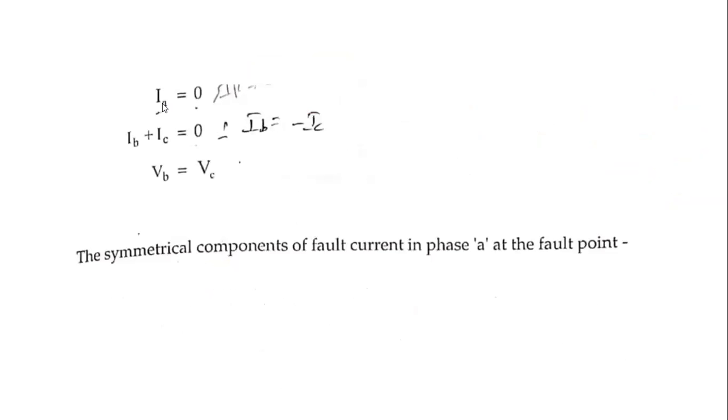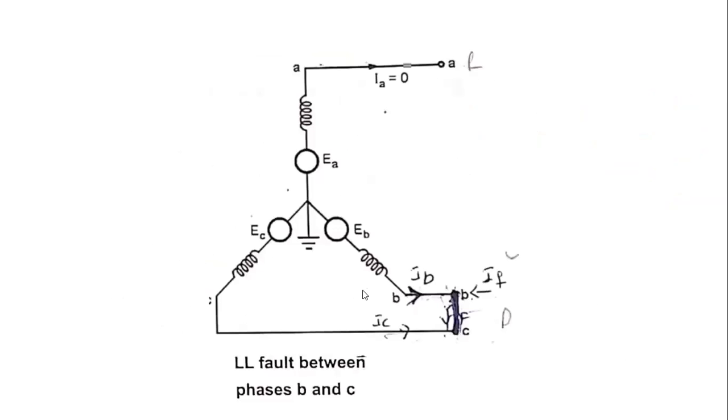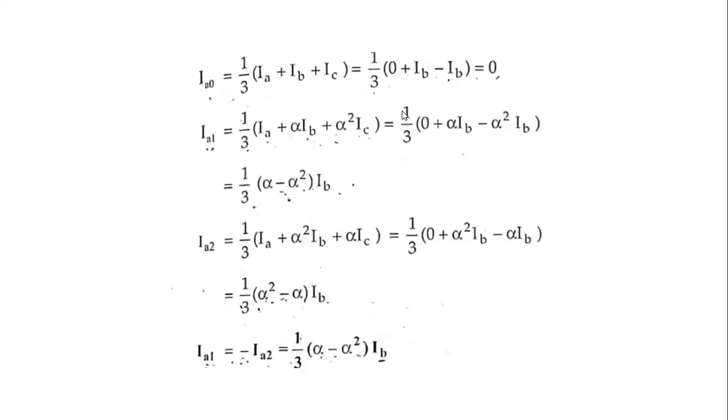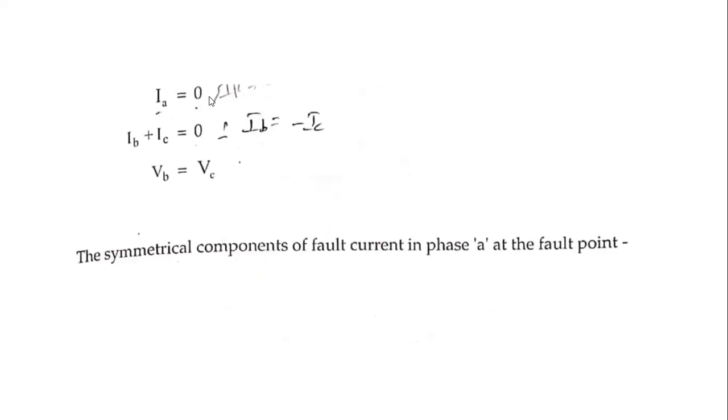Okay, this is the given diagram. This is the fault that occurs in between the two phases, the B phase and the C phase, a double line fault between the B and C phases. Therefore, the current flowing through phase A is IA equal to 0, and IB plus IC is equal to 0. Therefore IB is equal to minus IC. Then VB is equal to VC.